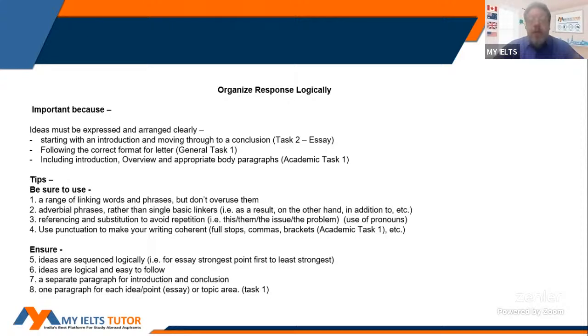So for instance, in the letter, if you're taking general IELTS, you have 3 bullet points. You want to have a separate paragraph for each of those bullet points. Okay. For task 1, it's a little different because you're dealing with data sets. So you have to figure out how to group them logically. But you want to have one paragraph generally for each idea or point or topic area.